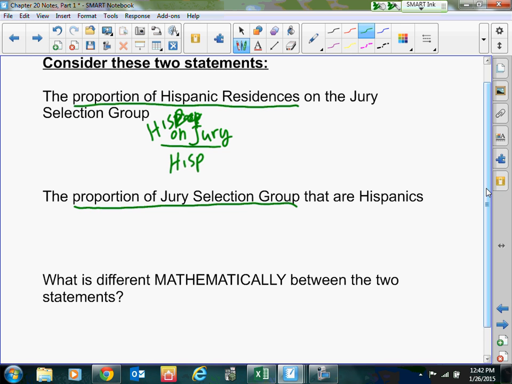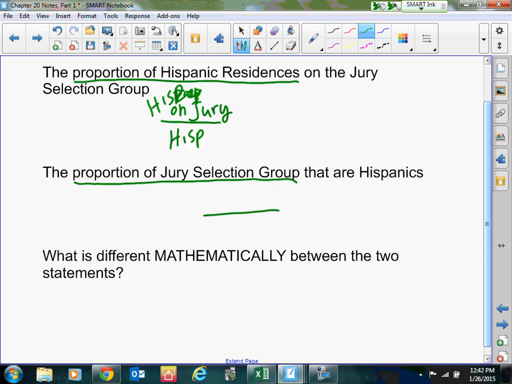Proportion of jury selection group. What's that one? Okay, good. Out of all the jurors, what proportion are the Hispanic jurors? What are we talking about here? Which one of these? This is the one we are talking about. It's critical. This is not right.